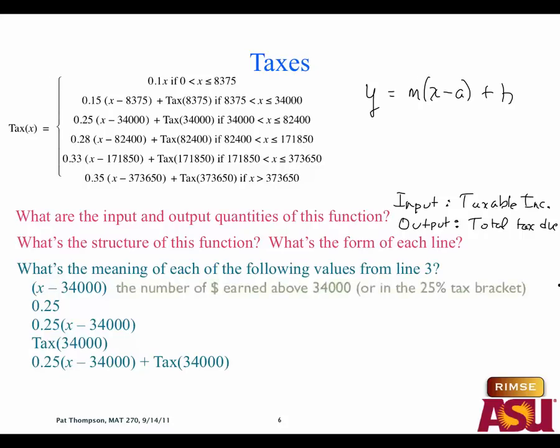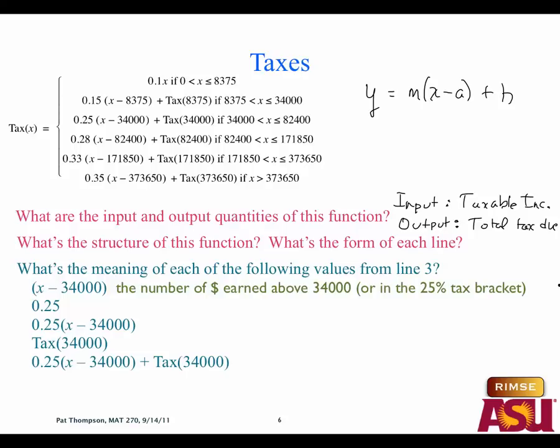Okay, here we go. First one. This is the number of dollars earned above $34,000. Or you could say number of dollars earned in the 25% tax bracket. How'd you do? And what is this in terms of X or Y? Delta X, the change in X.